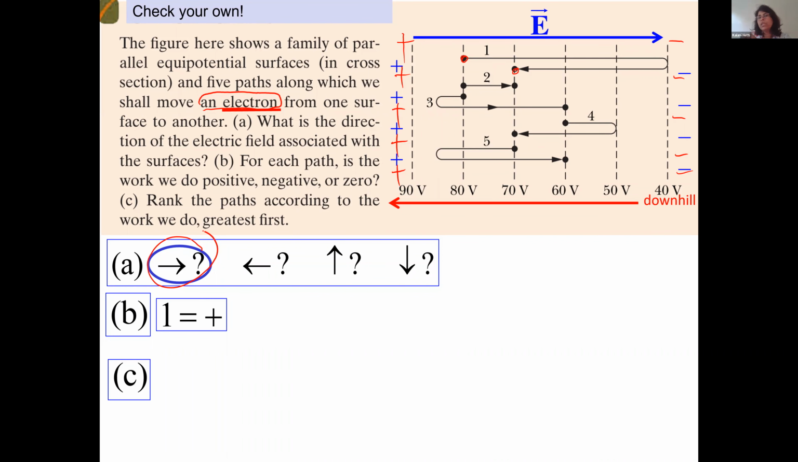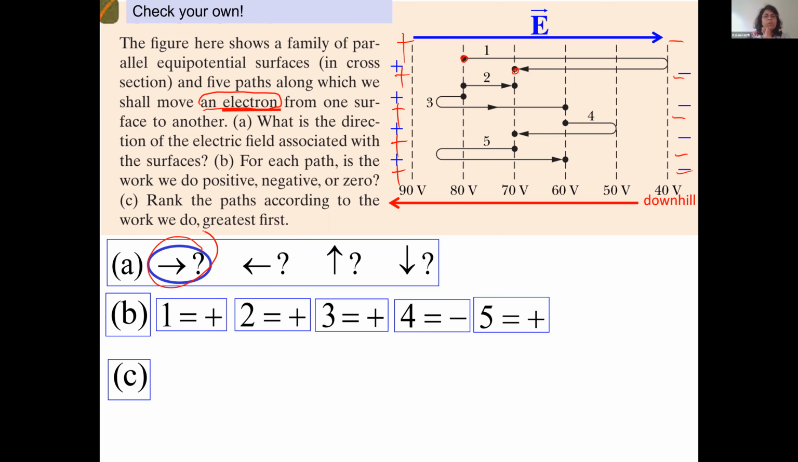Because of that, the work done is positive. And then 2 is also positive, 3 is also positive but greater, 4 is negative work done, and 5 is doing positive work done. Okay, so now rank the paths.